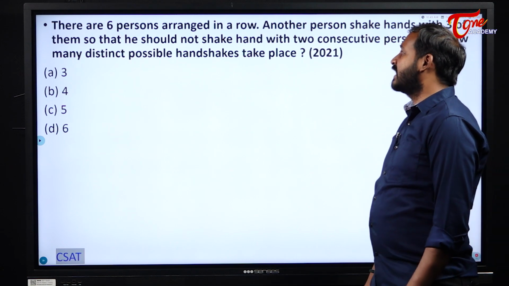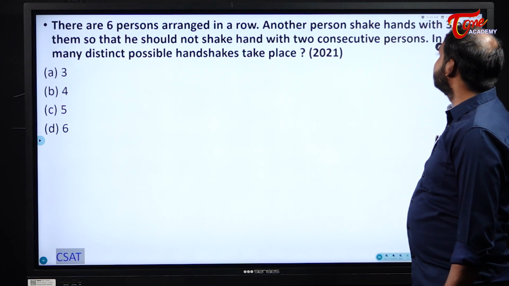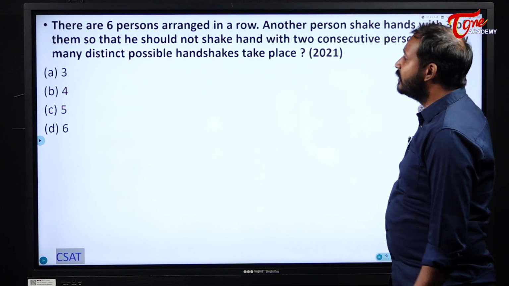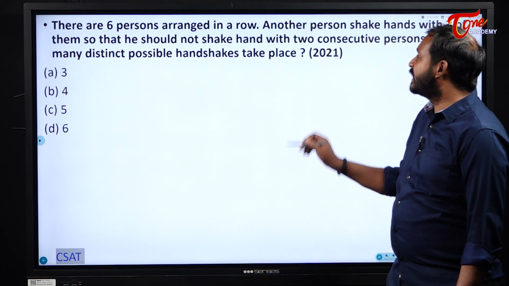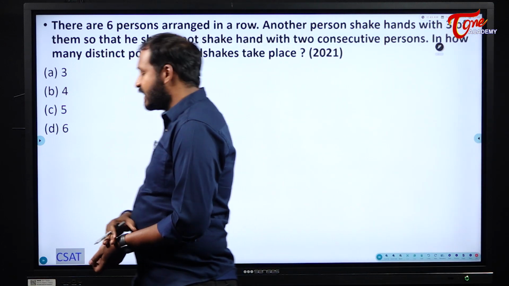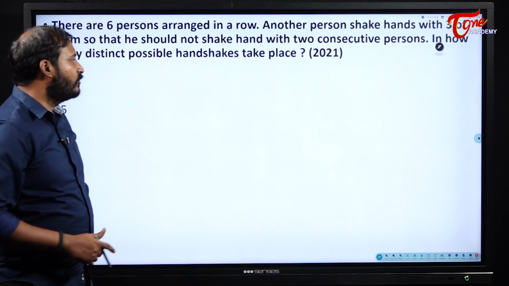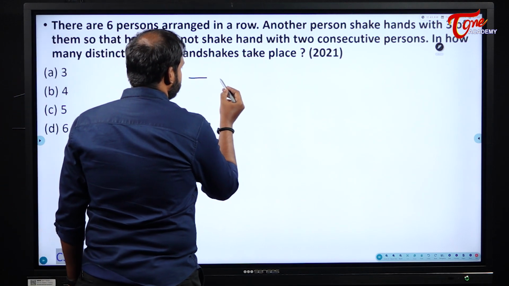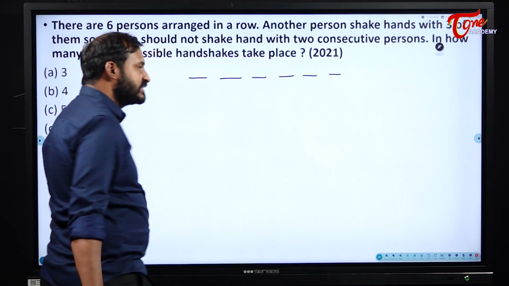There are 6 persons arranged in a row and a person shakes hands with 3 of them so that he should not shake hands with 2 consecutive persons. In how many distinct possible handshakes can he make? Now see here, students. Total how many persons are there for me? 6 persons are there.